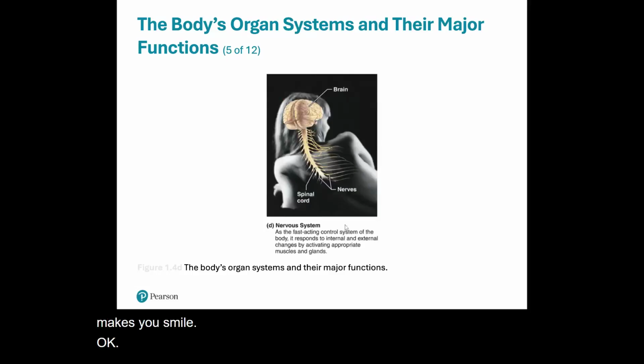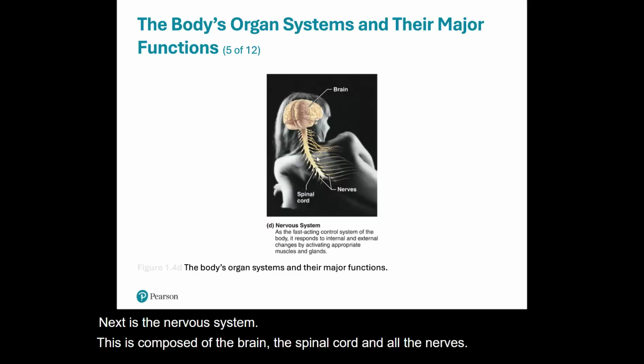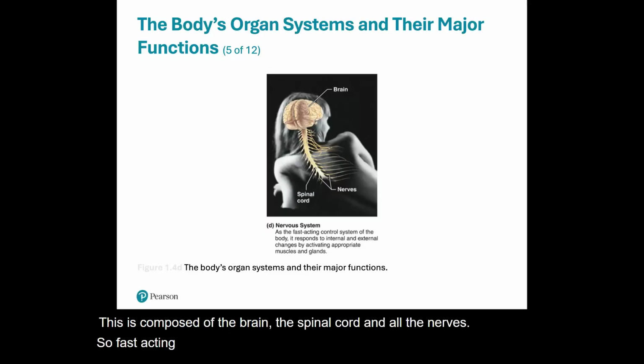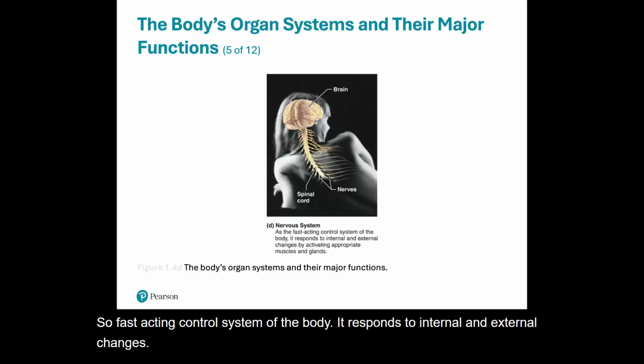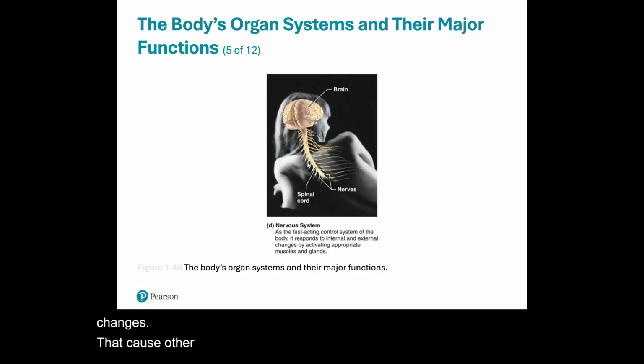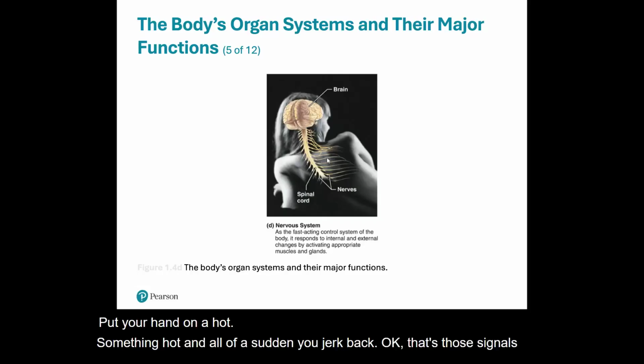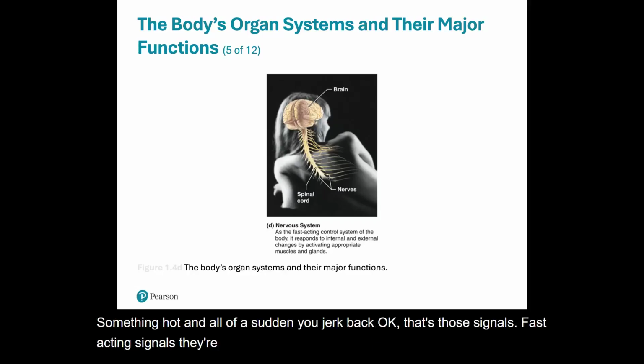Next is the nervous system. This is composed of the brain, the spinal cord, and all the nerves. So, the fast-acting control system of the body. It responds to internal and external changes that cause other reactions. Okay, so this would be working like if you put your hand on something hot and all of a sudden you jerk back. Okay, those are fast-acting signals. They're there to protect you, basically.